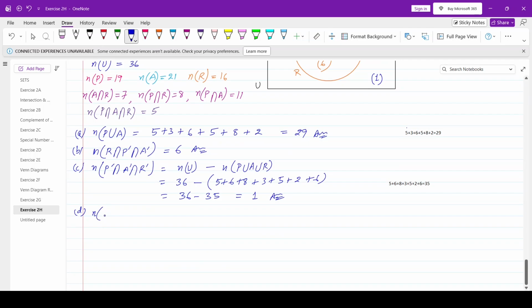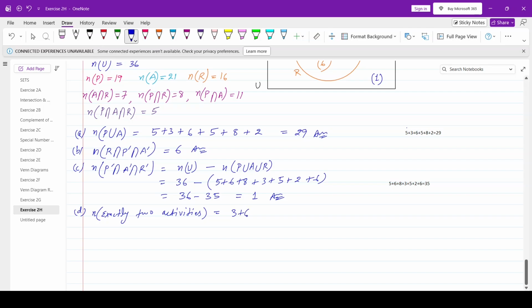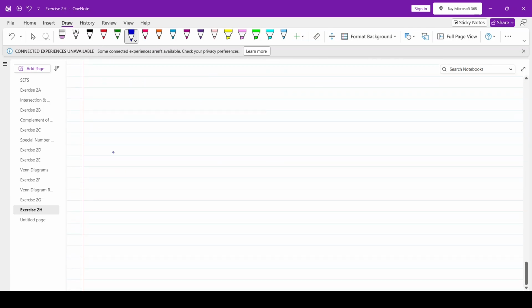So the number of students in exactly 2 activities is going to be 3 plus 6 plus 2. 3 plus 6 plus 2, that is 11. Let's move on to the next question.